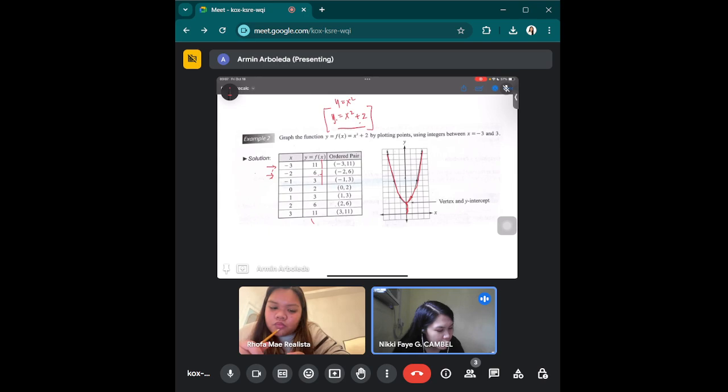So, by just looking at the equations, we can tell without plotting or without solving the ordered pairs how to graph it. We can graph it because of this. If you see the plus 2, you're just gonna move two points up. Okay?